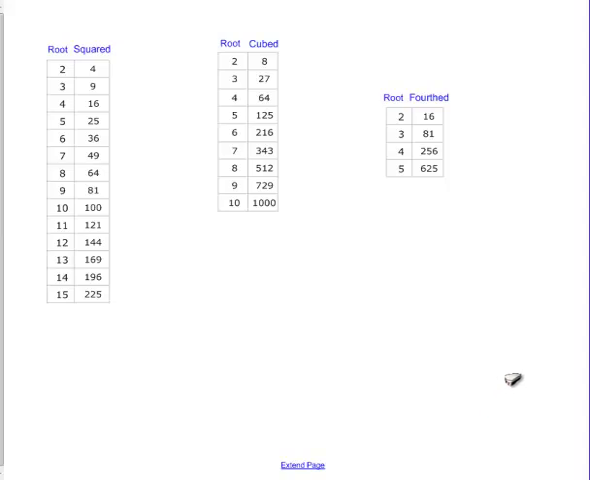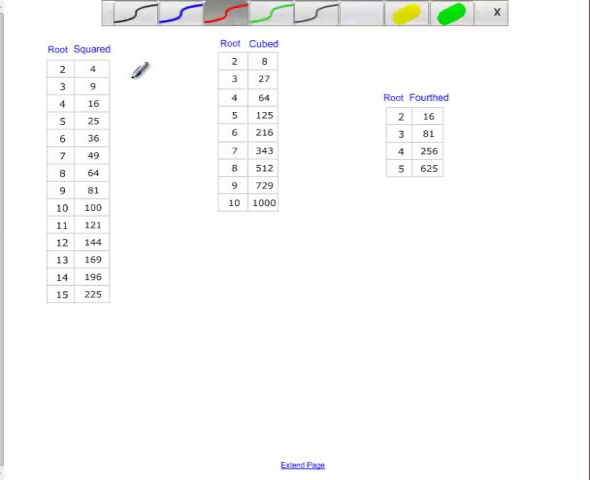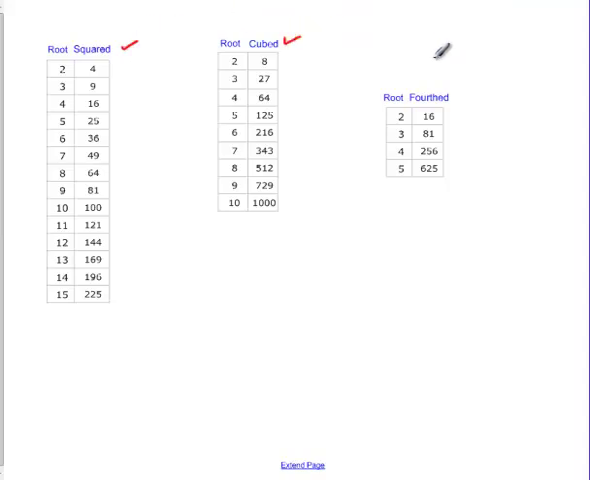All right, so that's the end of the video. I'll leave the video ending on this if you would like to take a screenshot of this and print it out. It's a list of your perfect squares, your perfect cubes, and your perfect fourths.